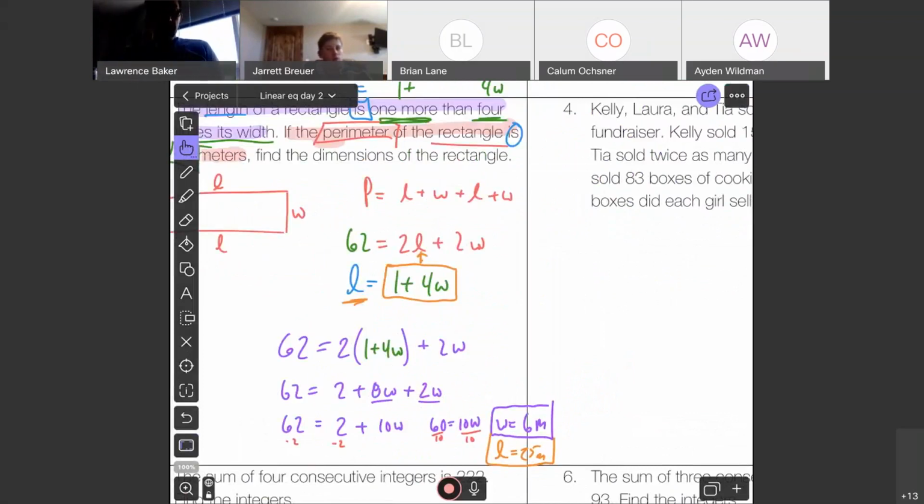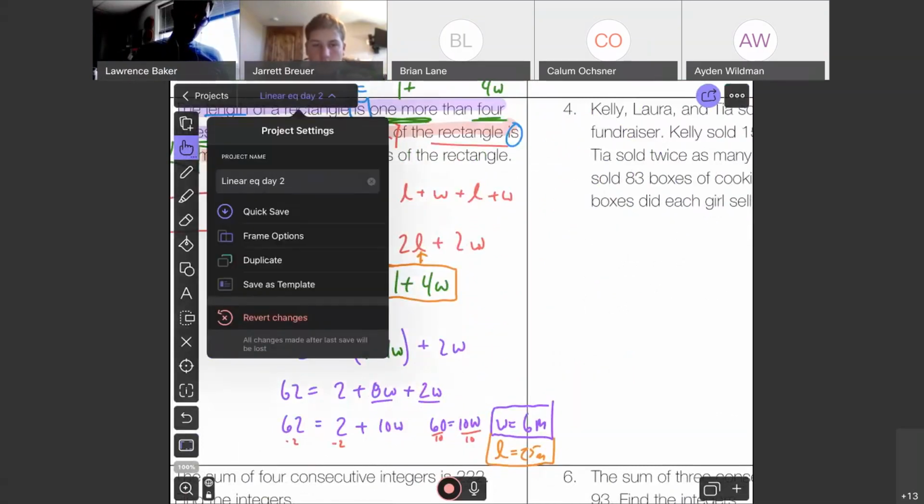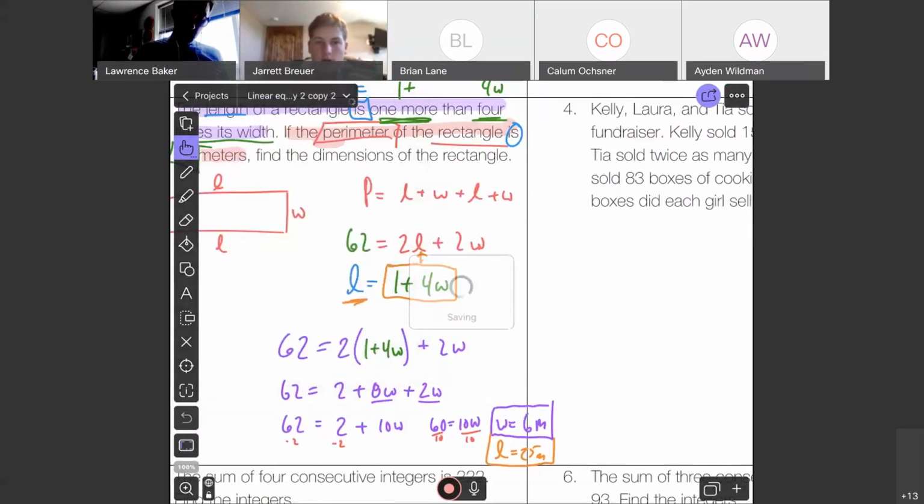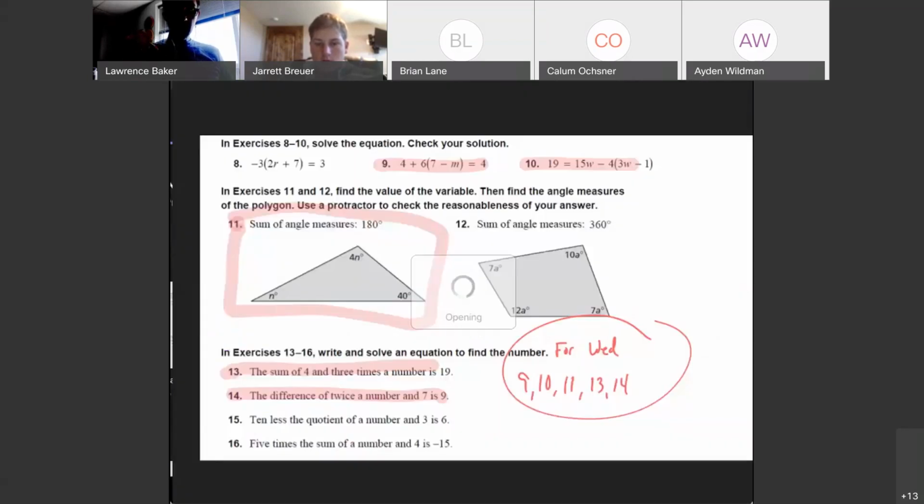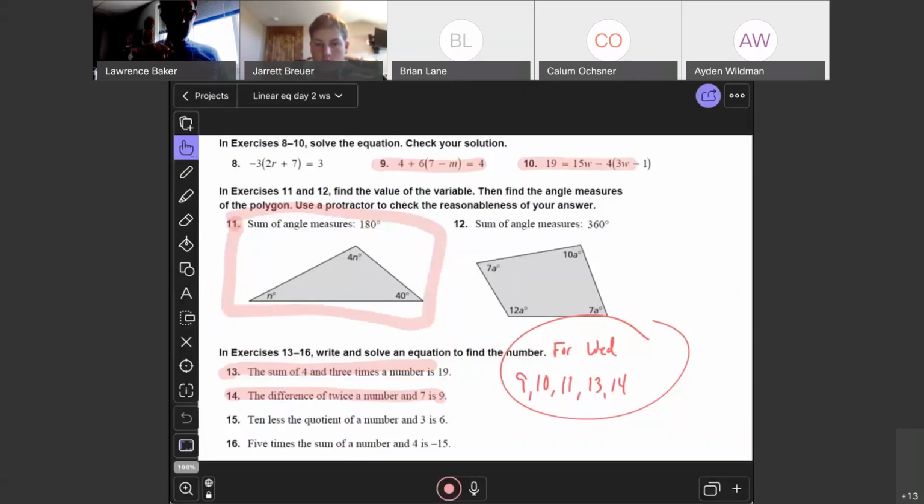The assignment tonight should be really easy. It's just 5 problems. You guys have this picture. I didn't highlight them, but this is the picture you have on Google Classroom. Those are the 5 problems you need to do. The first 2 will be just like yesterday. They're already set up for you. The last 3 you need to set up.